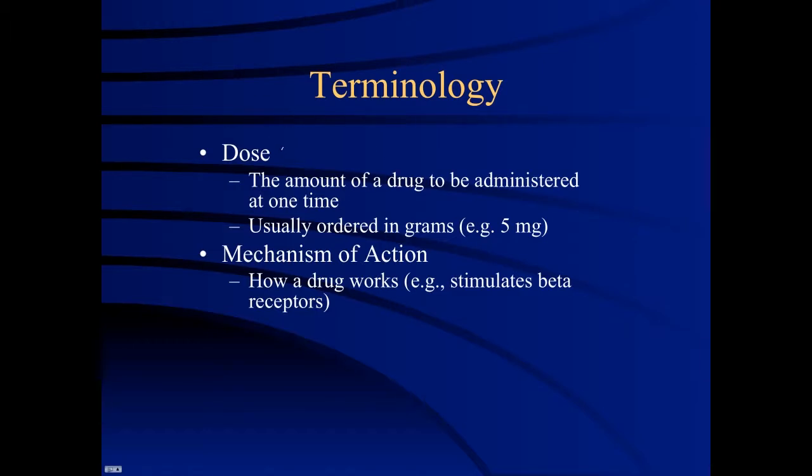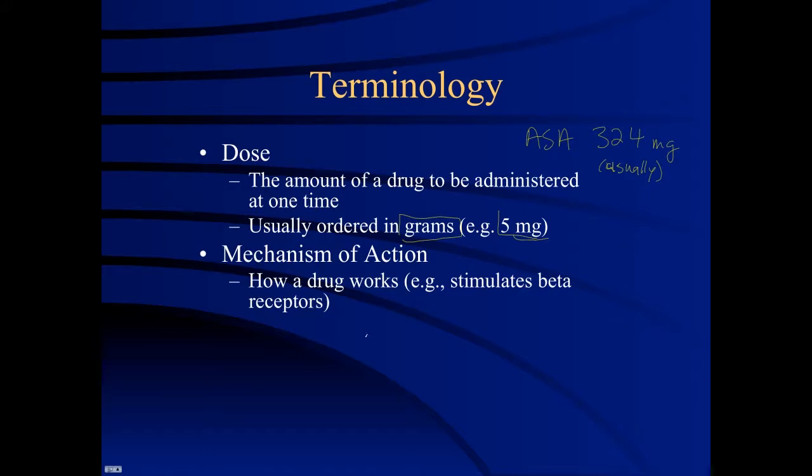The next term is dose. The dose is the amount of a drug that's to be administered at one time, and it's usually ordered in grams, or some portion of a gram, like a milligram. So example, 5 milligrams. Aspirin is 324 milligrams, usually, if we're using the chewable kind.